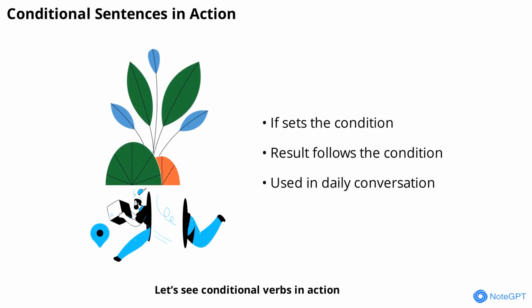See conditional verbs in action. Imagine you're looking out the window. The leaves will fall if the wind blows. Here, the falling leaves depend on the wind blowing. Or think about giving directions. If you drive on this road for 20 miles, you will reach your destination.